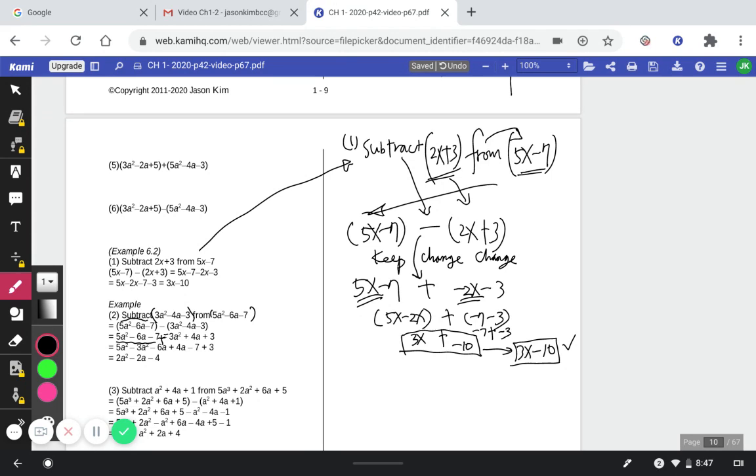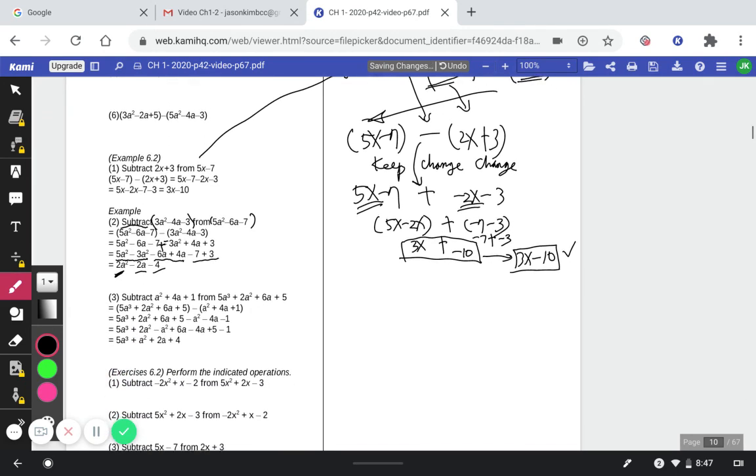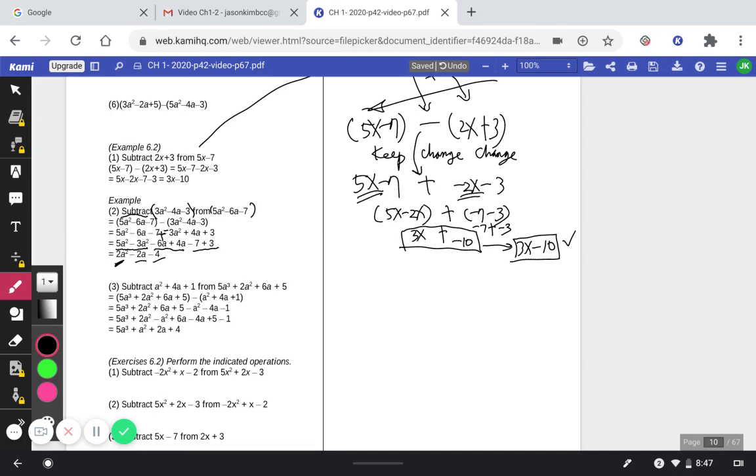And then you combine the like terms, so you put the like terms together: 5a squared with the 3a squared together ends up with 2a squared, and negative 6a plus 4a ends up with a negative 2a, and minus 7 plus 3 ends up with a negative 4. Okay, so that's how you do that.